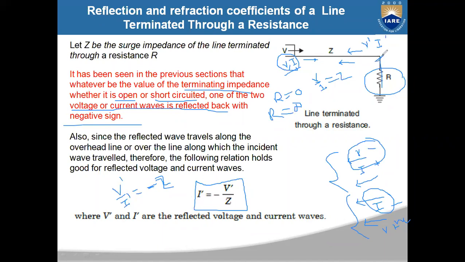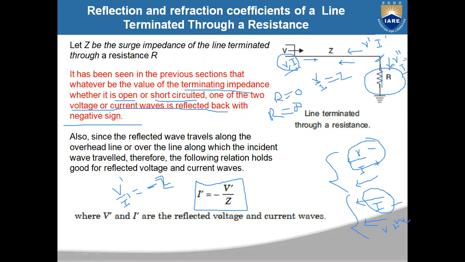Now for this case, the line is terminated with some impedance, some resistance R. It is not open circuited and it is not short circuited. In such a case, some amount of voltage and current waves will travel through this resistance. The voltage and current traveling through this terminal resistance are called the refracted or transmitted voltage and current waves.